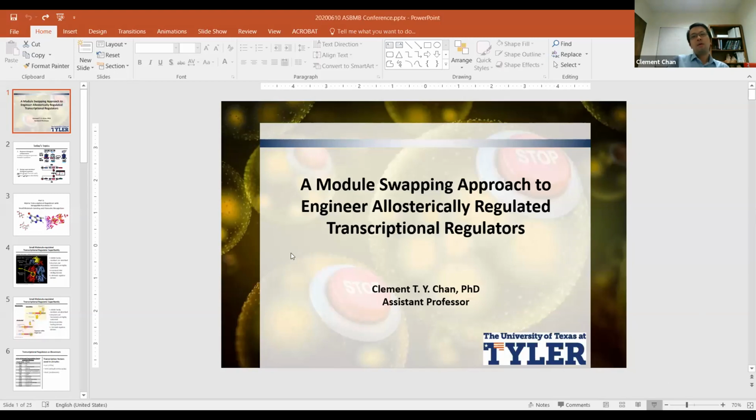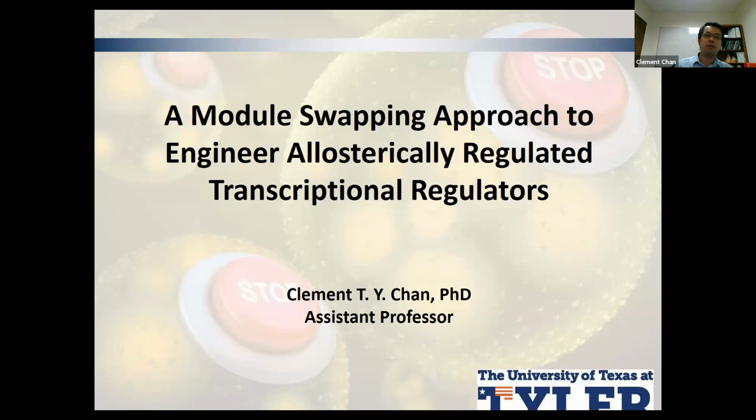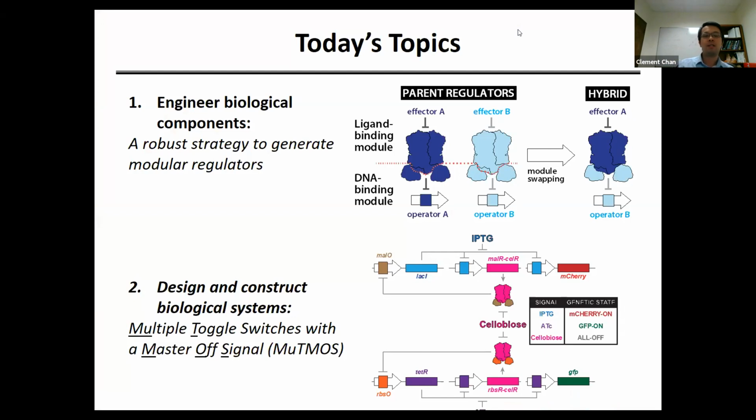All right. Okay, so today I'm going to talk about how we can use a module swapping strategy to engineer some proteins. They are called allosterically regulated transcriptional regulators, and they can be used for controlling gene expression. So in this talk, there are two parts. In the first part, I'm going to show you how we can robustly engineer these regulators. And in the second part of this talk, I'm going to show you how we can use these engineered regulators to establish some new cellular behaviors that were not accessible previously.